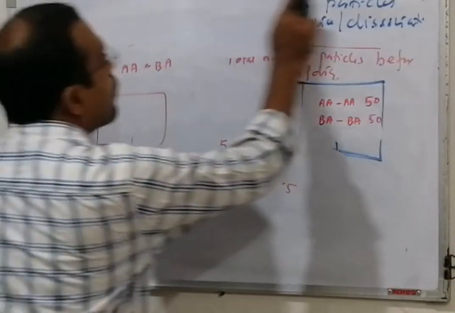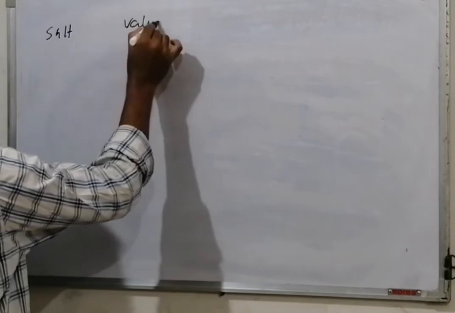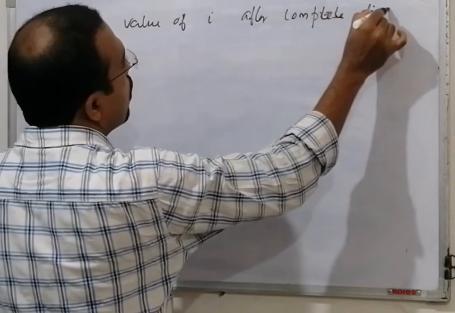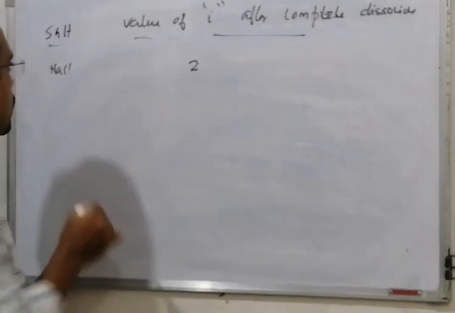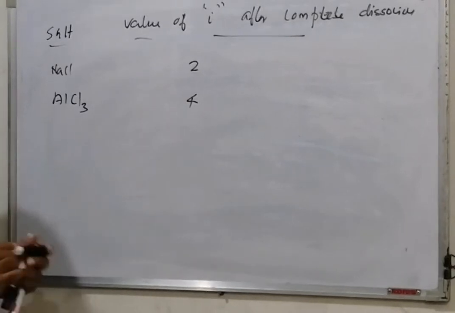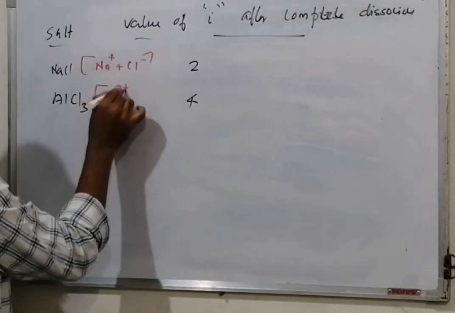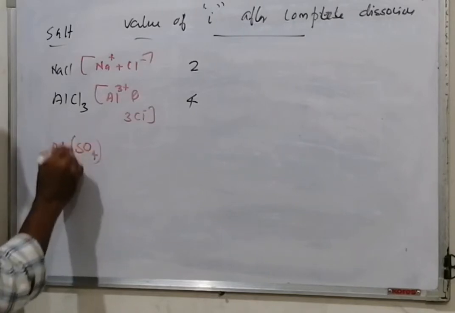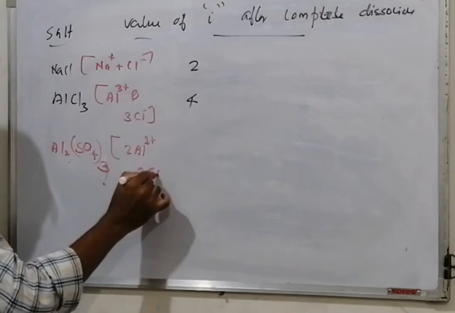Now, for salt it is very simple. We can calculate the value of i after complete dissociation. Sodium chloride, if completely dissociated, 2. AlCl3, 4, you got the idea, because sodium chloride dissociates as Na+ and Cl-, and this is Al3+ and 3Cl-. Now Al2(SO4)3, therefore 2Al3+ and 3SO4 2-. Total 5.